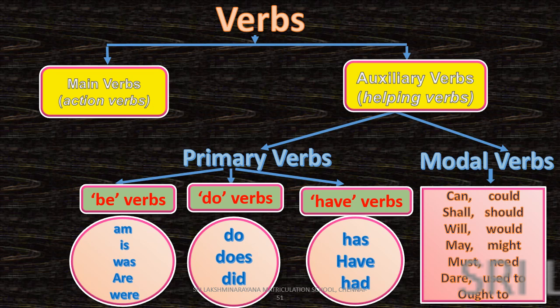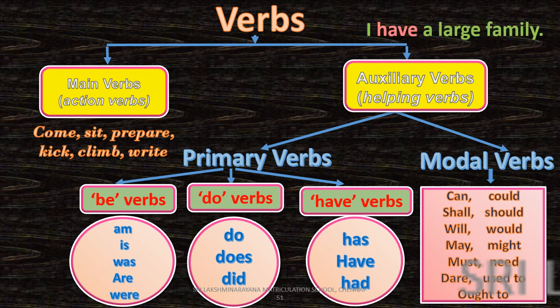Now, what is the difference between the main verbs and the auxiliary verb, children? The difference is that the main verbs are the action words that show or express the physical activity or the process. For example, the words like come, sit, prepare, kick, climb, write are the words that express the physical activity or the process. Now, look at this example. I have a large family. Does this sentence tell us about doing any physical action? No. It just tells us the state of the family, a large family.